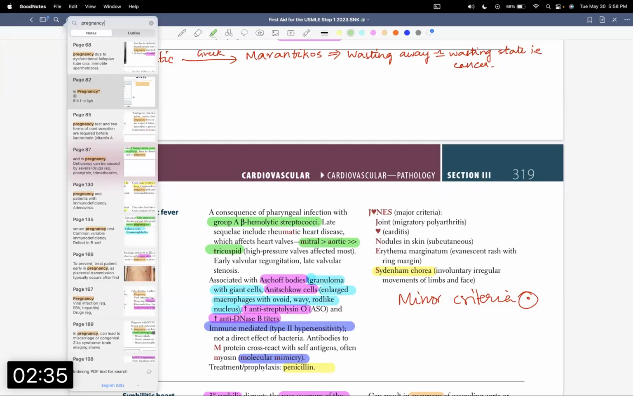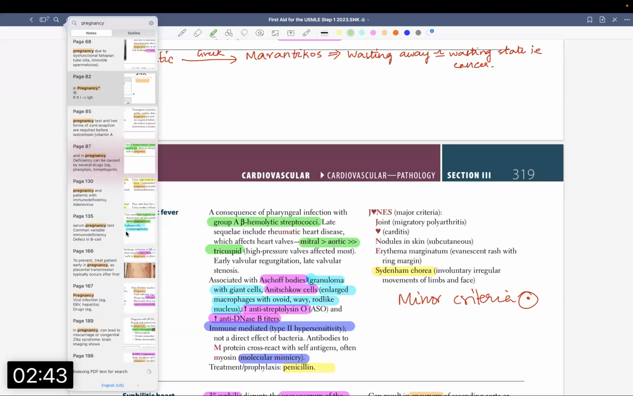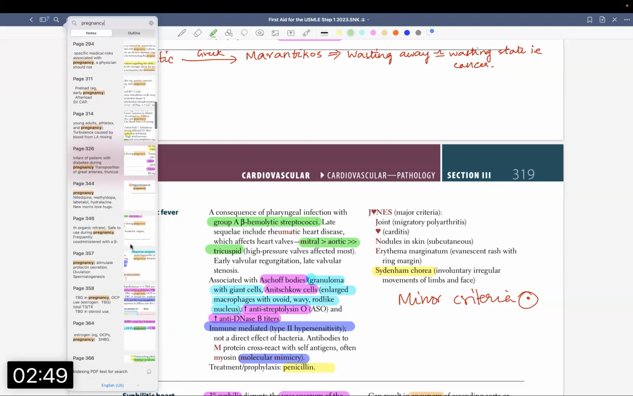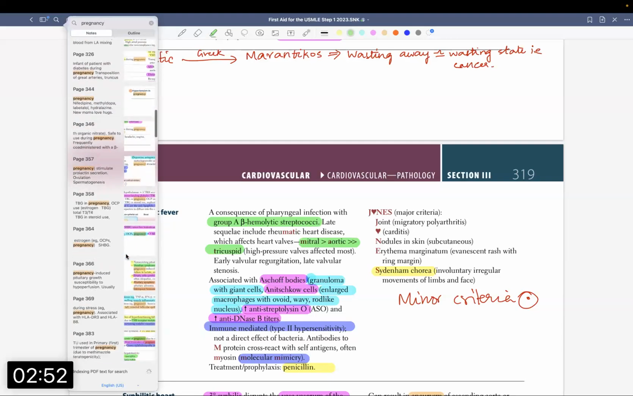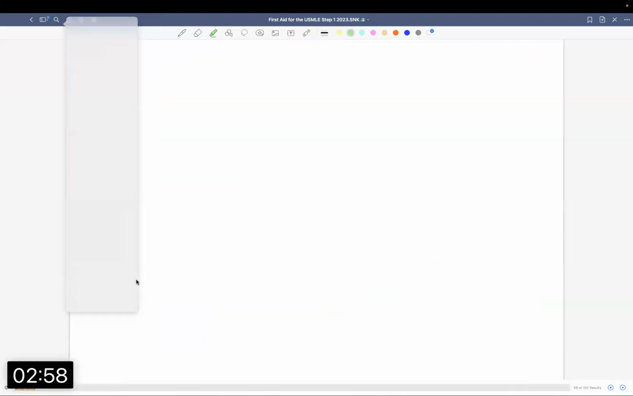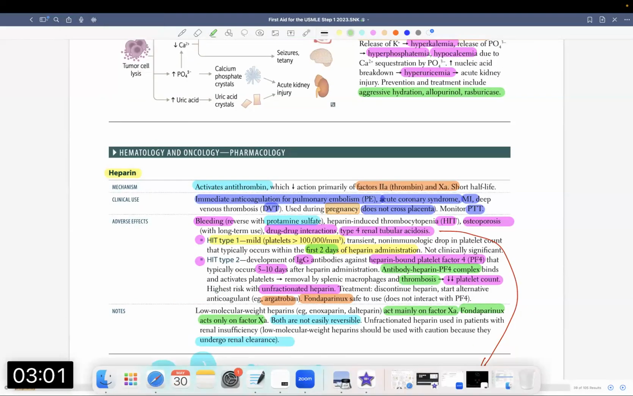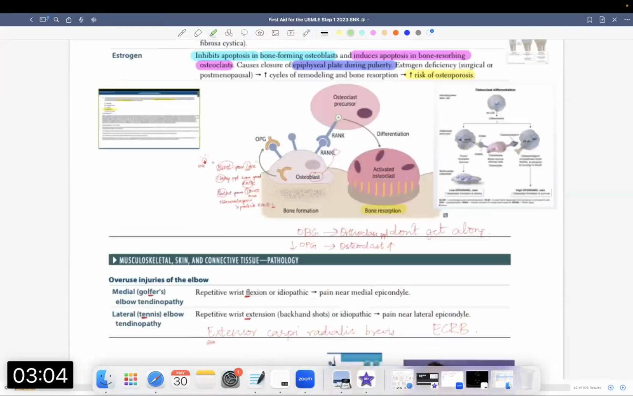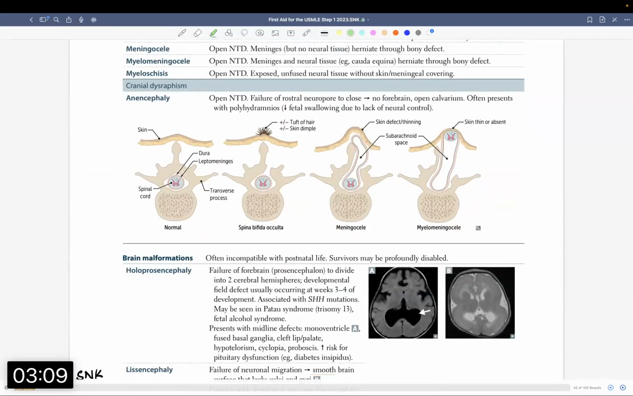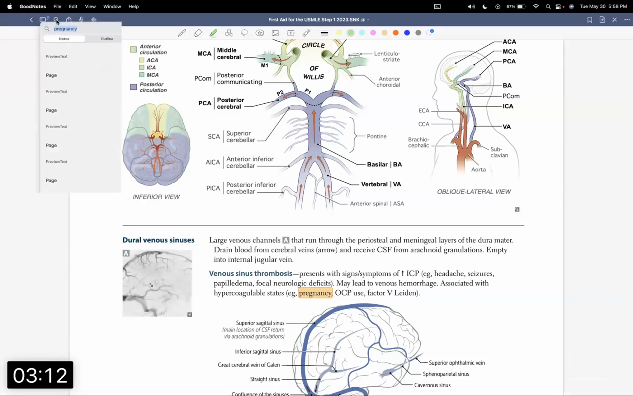Kussmaul was DKA, and there we said it's rapid yet deep. That was Kussmaul. And the one I confused it with was normal pregnancy. Sorry about that. There is where we said rate increases and tidal volume doesn't, isn't it? No, rate doesn't. I think tidal volume increases, but respiratory rate remains the same in pregnancy. Yeah, that sounds right.